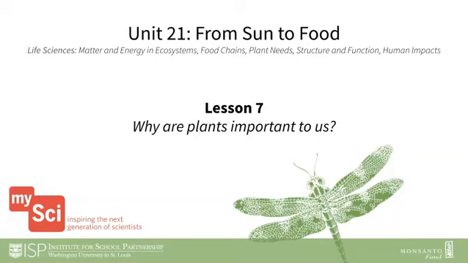Welcome to Lesson 7 and Unit 21, From Sun to Food. In previous lessons, students have figured out that plants need the small particles of carbon dioxide and water to build their matter and light energy to change those small particles into their own plant matter, such as glucose. They figured out that different parts of the plant help the plant get those materials.